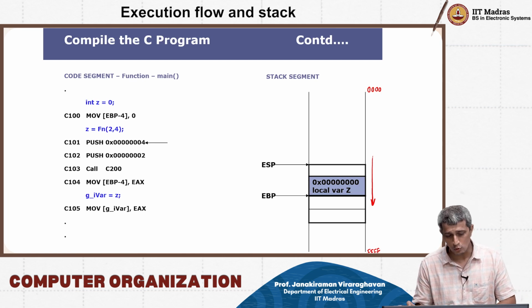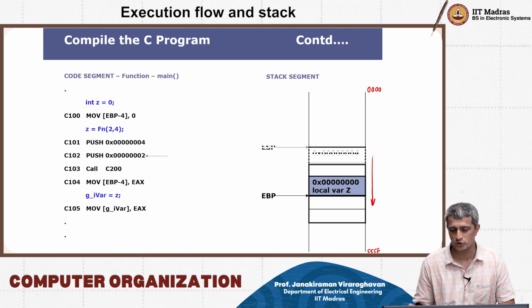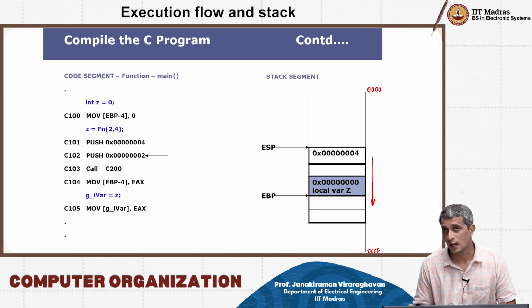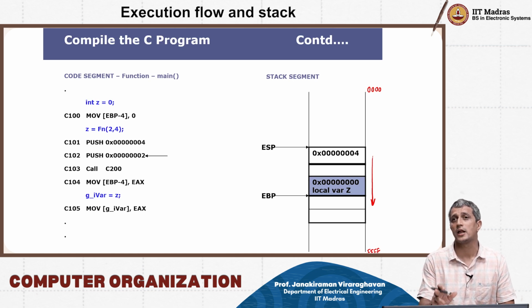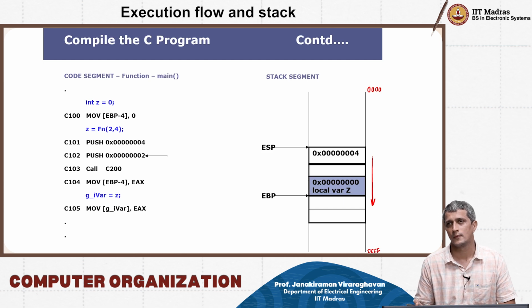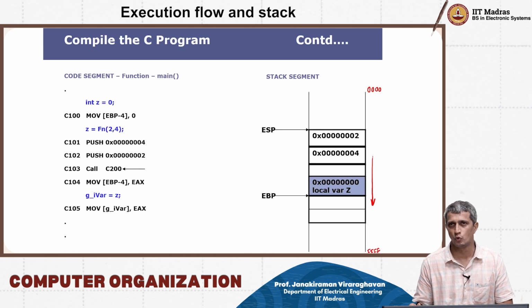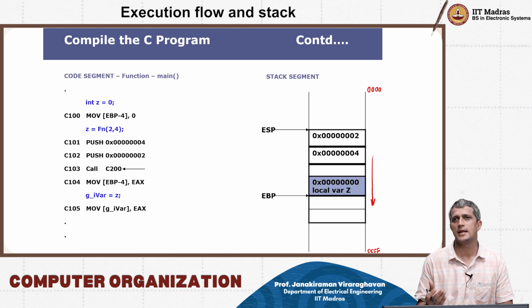So now what do I do? Before I call the function Fn, I am going to push 4 onto the stack. Now when you push something onto the stack, remember my stack pointer decrements by 4. This is a constant and we have pushed a 32-bit number onto the stack. Again I push 0x0 all 2, right? And again the stack pointer decrements by 4 once more, right?